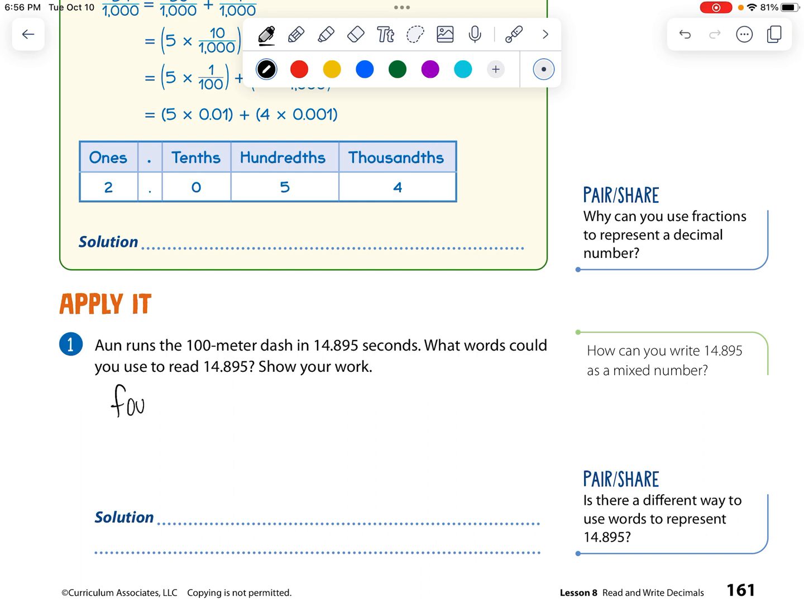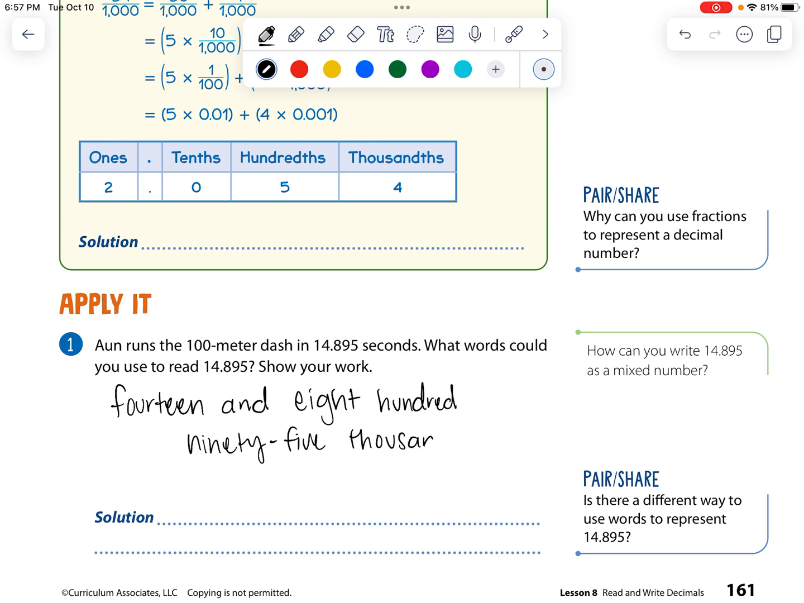So it'll be 14. And remember, the and is the decimal. 895 thousandths. Don't forget the THS.